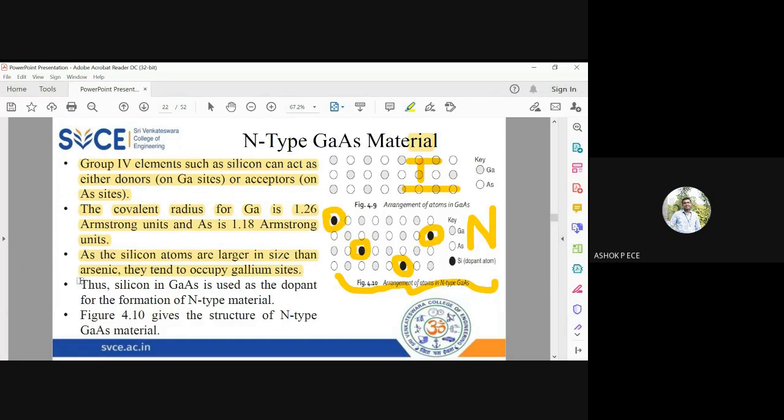So silicon in gallium arsenide is used as a doping agent, and when silicon is added, your gallium arsenide becomes N-type gallium arsenide, because I have an excess number of electrons. Whenever you have an excess number of electrons, it means I have added a donor impurity, and the material becomes an N-type semiconductor. Whenever I add an acceptor impurity, there is a shortage of electrons, and the semiconductor becomes a P-type semiconductor.